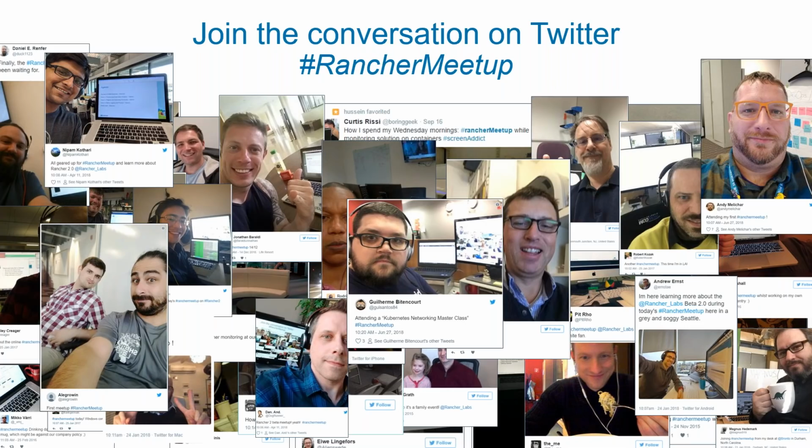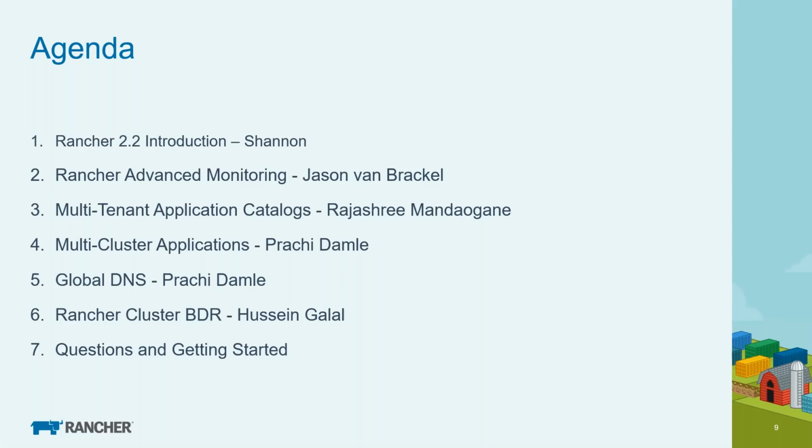So with that, I want to keep moving quickly because we do have a lot to cover today. Our focus is going to be on, like I said, walking you through Rancher 2.2, the latest release of Rancher. Jason is then going to talk about some of the monitoring work we've been doing. Rajashree will talk about catalogs. Prachi will get into DNS and multi-cluster apps. And Hussein will talk about BDR. These are some of the big features that are in this release.